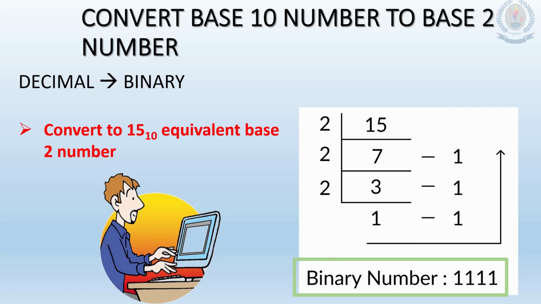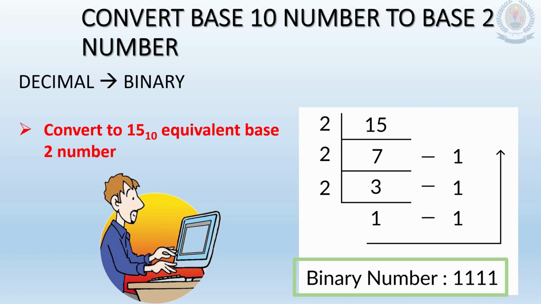You are going to divide the number by 2 because in the binary number system the base is 2. So you divide this decimal 15 by 2. Then you get 7, remainder is 1. Again you divide 7 by 2, you get 3 and the remainder is 1. Again you divide 3 by 2, that is 1 and the remainder is also 1.